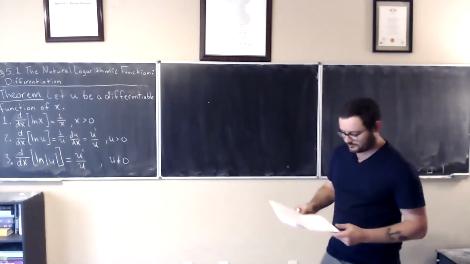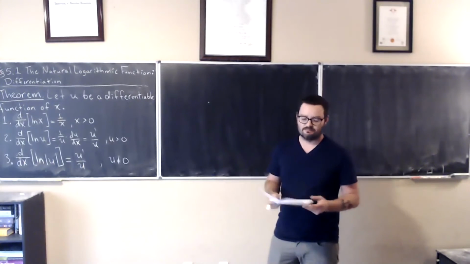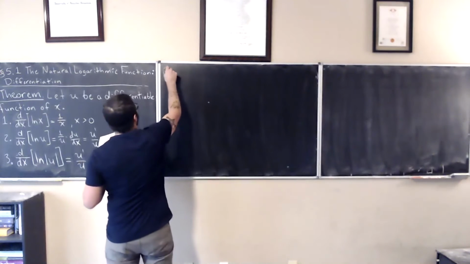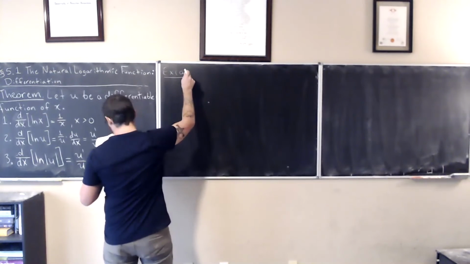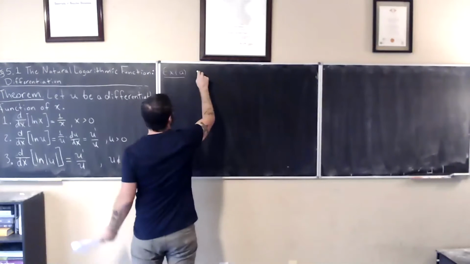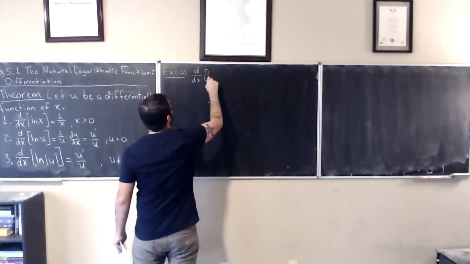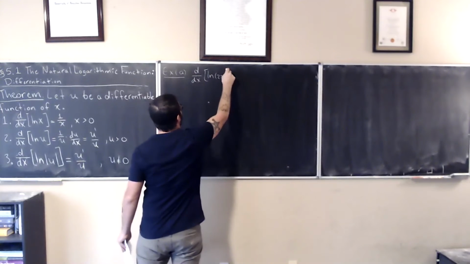Okay, so let's look at some examples. We'll start simple, and then we will build our way up to something that's more complicated. So example A. Let's say d dx of natural log of 2x.